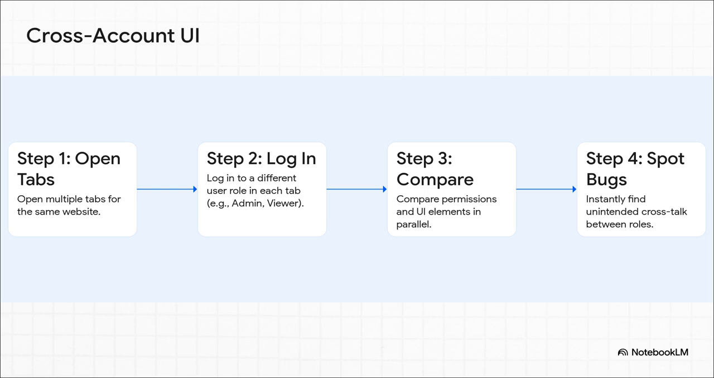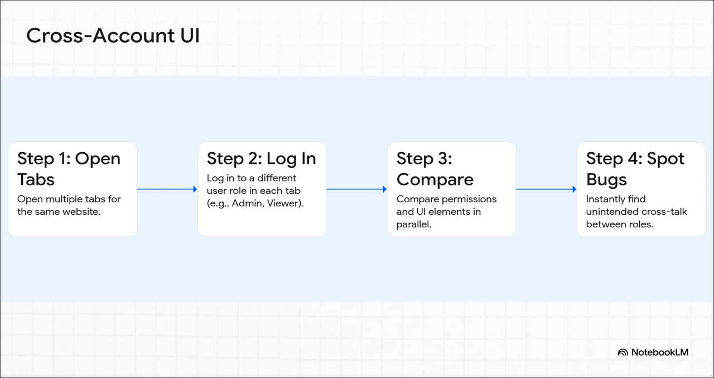Next up, cross-account validation. This is a big one. Instead of that nightmare of logging in, logging out, clearing your cache, and repeating, you just open 3 tabs. One is your admin, one is a manager, and one is a basic viewer. You can see all 3 user interfaces at the exact same time and instantly spot any permission errors or UI bugs between them.